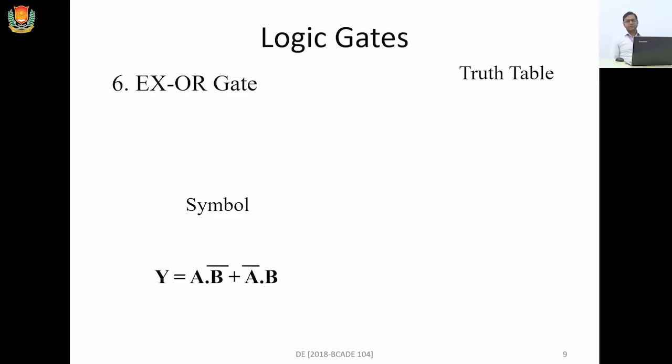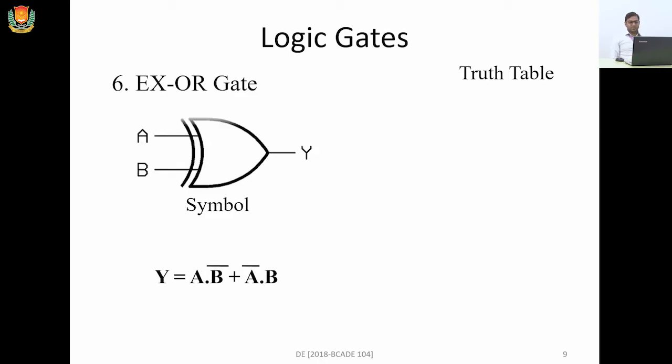Okay, the next logic gate is the XOR logic gate. Maybe some of the books consider XOR as exclusively OR. Exclusively OR. Why is it exclusively OR? We will see in the truth table.